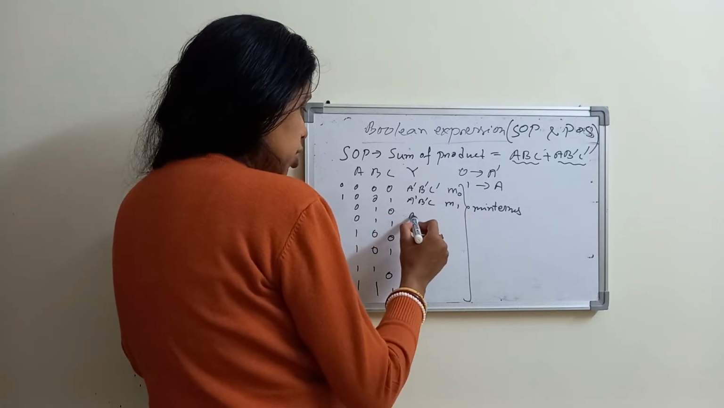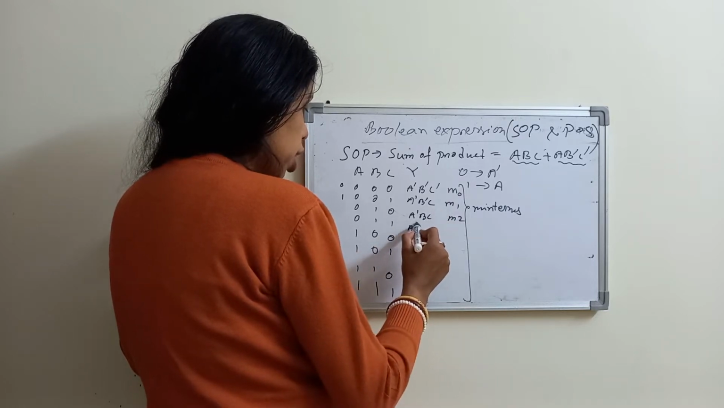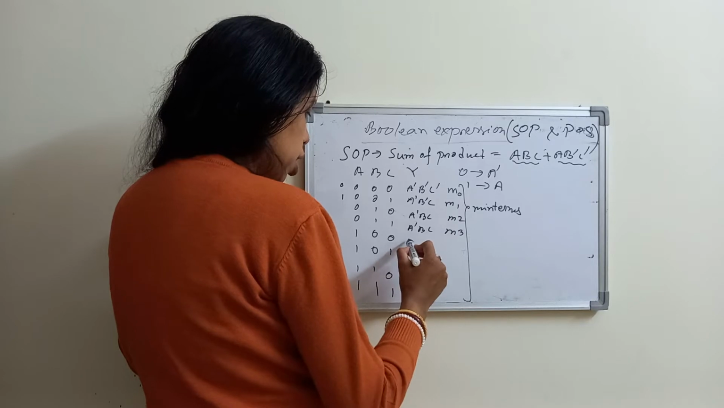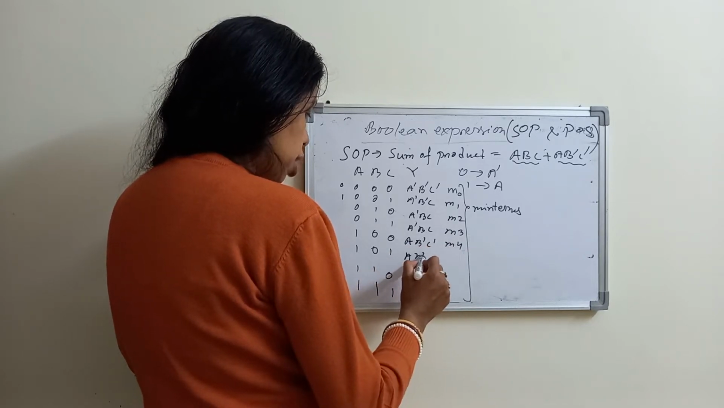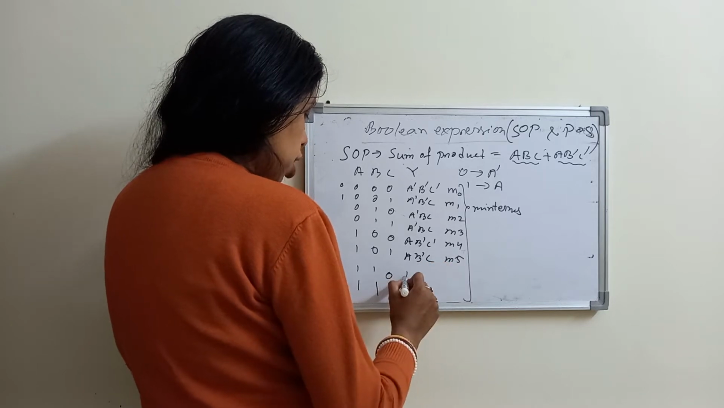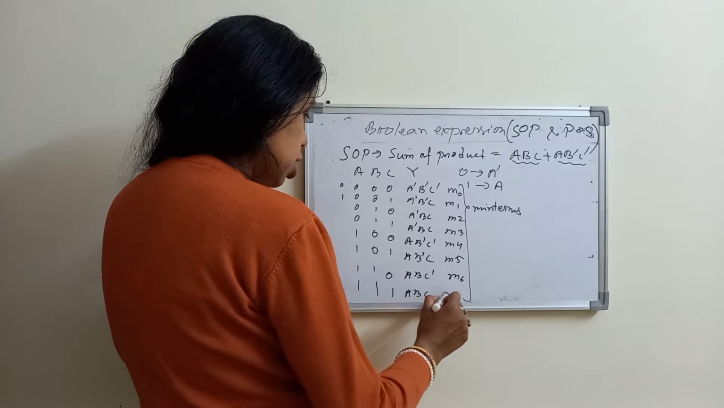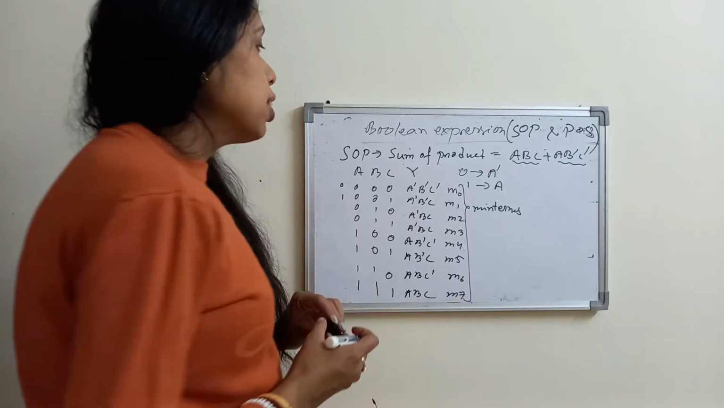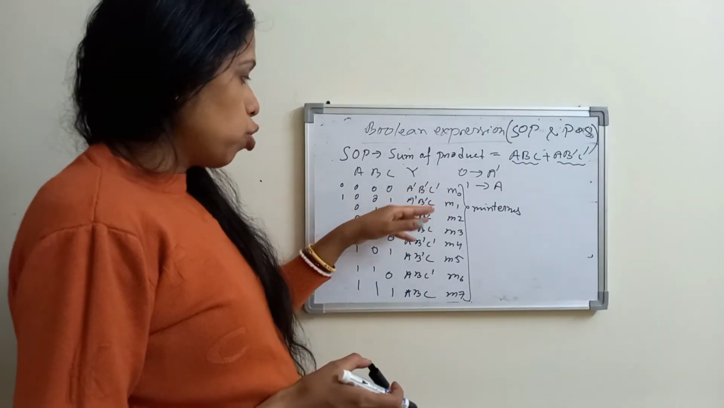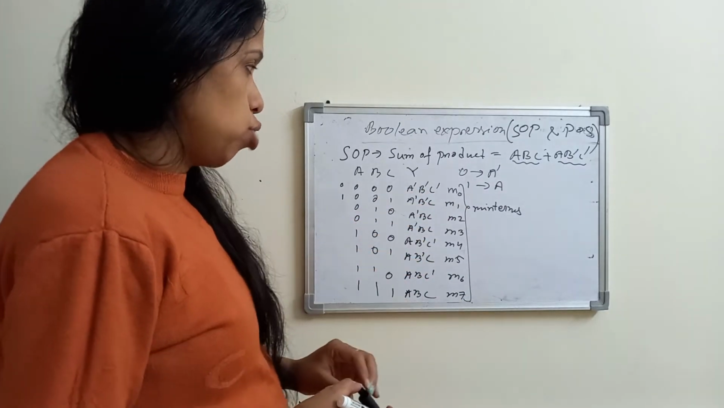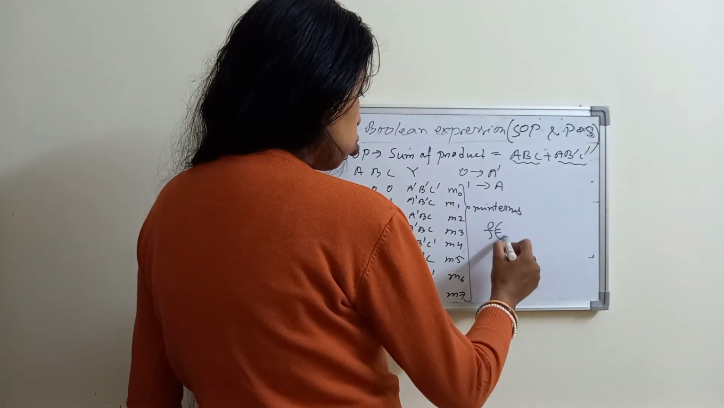Here it is A prime, B, C prime, m2. A prime, B, C, m3. A, B prime, C prime, m4. A, B prime, C, m5. A, B, C prime, m6. A, B, C, m7. So for getting the SOP expression, these are the representation of the output: m0, m1, m2, m3, m4, like this. Suppose you have one question.